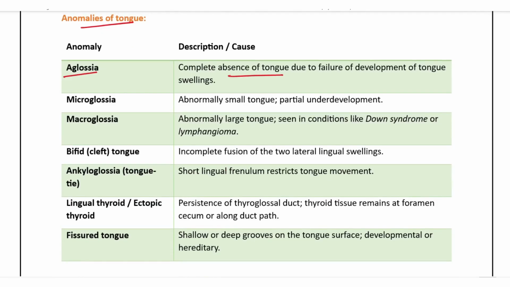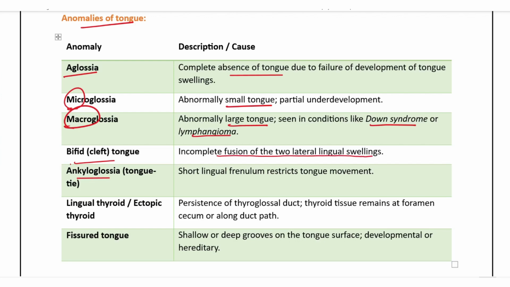Aglossia, it's complete absence of the tongue due to failure of development. Then we have microglossia, that means a small tongue is present. It's because of partial underdevelopment. Then we have macroglossia, it's the large tongue. It's usually seen in conditions of Down syndrome and lymphangioma. Then we have the bifid cleft tongue. There is incomplete fusion of the 2 lateral lingual swellings.